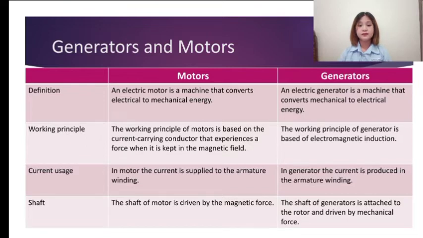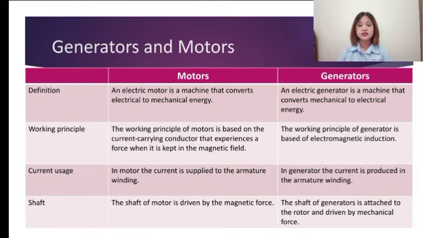And the working principle of a generator is based on electromagnetic induction. Electromagnetic induction is when there is motion between the coil and the magnetic field, then an electric current or EMF is induced in a coil. In a motor, the current is supplied to the armature windings, while in a generator, the current is produced in the armature windings. The shaft of a motor is driven by the magnetic force.